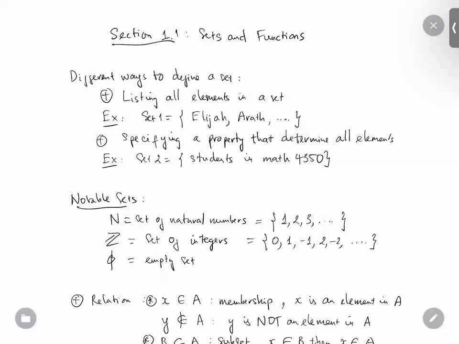Another way to define a set is to specify a property that determines all elements in the set. For example, you can define the second set here as follows. Set 2 is the set of students in Math 4350. So instead of listing elements here, you specify a property. And as long as an element satisfies this property, it is a member of the set. So that's why we have many different ways to define sets.